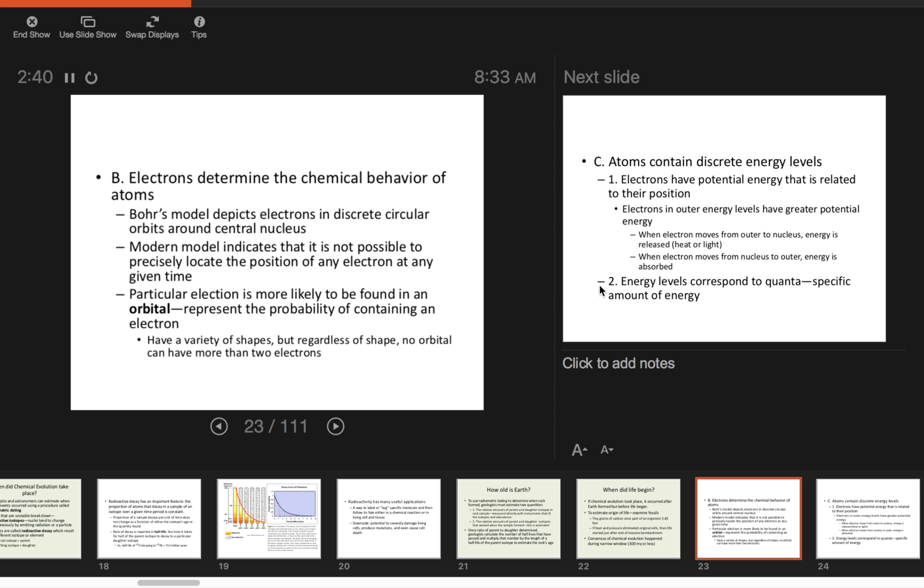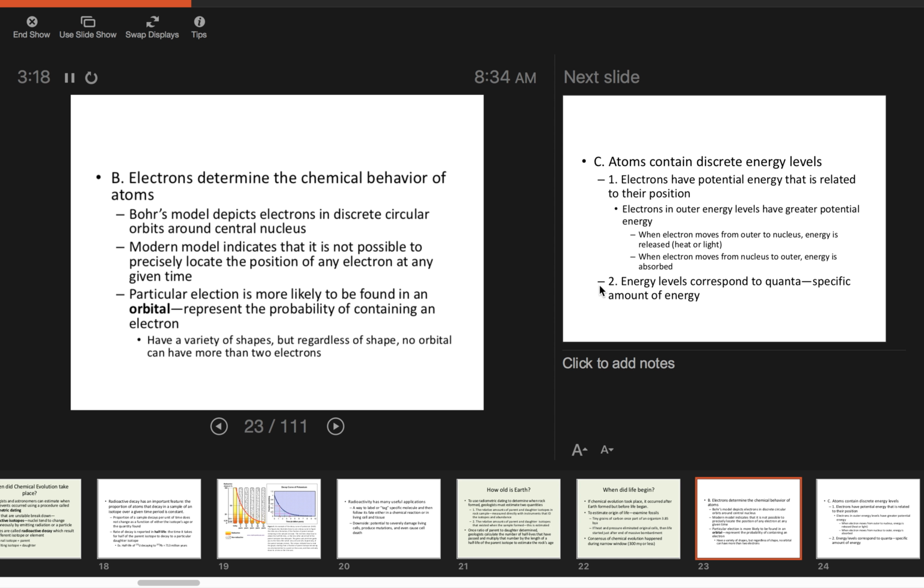Okay, so we've been talking about atoms, and we discussed the nucleus with the protons and the neutrons, and now we're going to talk a little bit about the electrons. The main property of electrons is that they determine whether the atom will be reactive or unreactive. We call this chemical behavior, and it's determined by these electrons. So Bohr's model, back to Niels Bohr, depicted electrons in discrete circular orbits, like planets orbiting a sun. So if this is my nucleus, I have my electrons orbiting it, or maybe you might have seen diagrams like that as well.